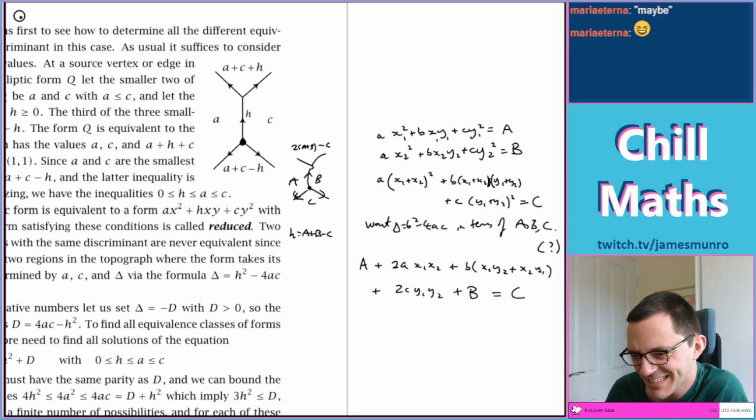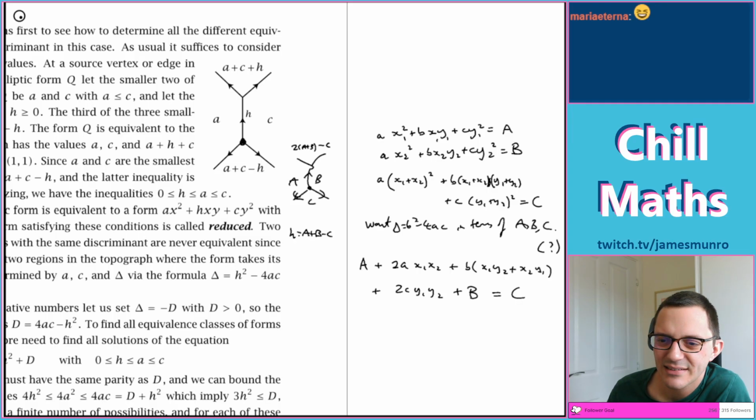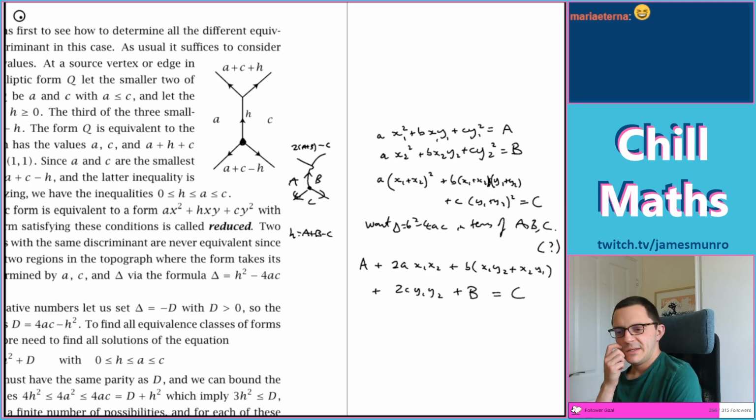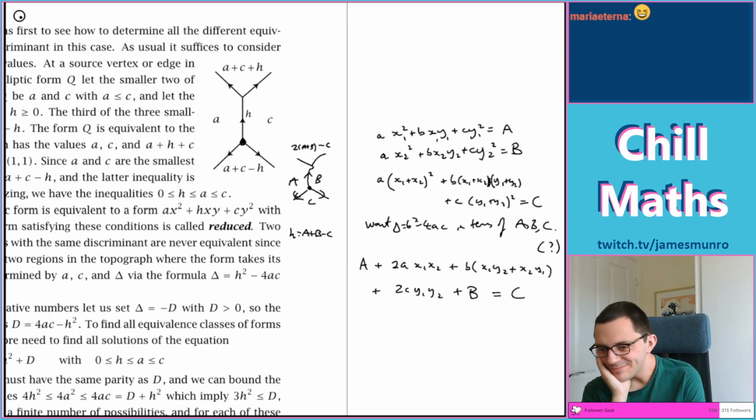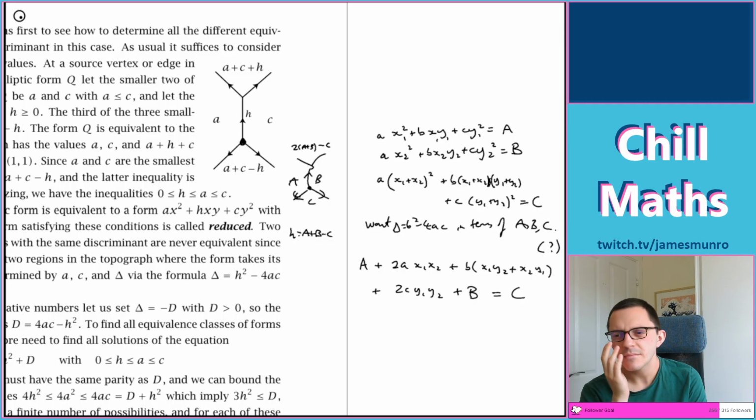What am I doing? What do I want out of this? What am I trying to do? I was hoping this would fall out and just tell me the value of b squared minus 4ac. It hasn't really done that, has it? Why did I think that would work? Right, okay. What do I think? Oh, worse.